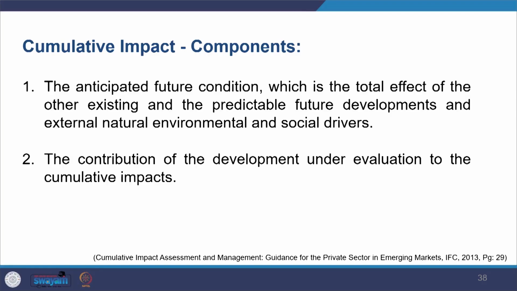Further, on similar lines, IFC tells us there are two components to cumulative impact assessment. One is about anticipated future conditions, what's really going to happen, which is the total effect of the other existing and planned developments, what is there and what is going to happen, and also the external natural environment and the social drivers, just what you saw in the diagram. So that's the first component of cumulative impact assessment.